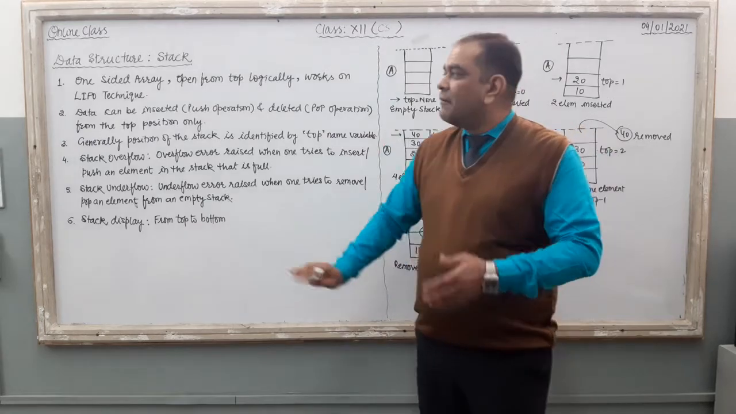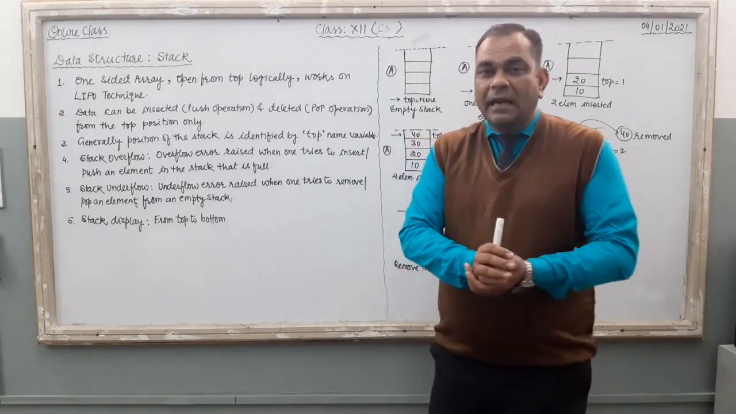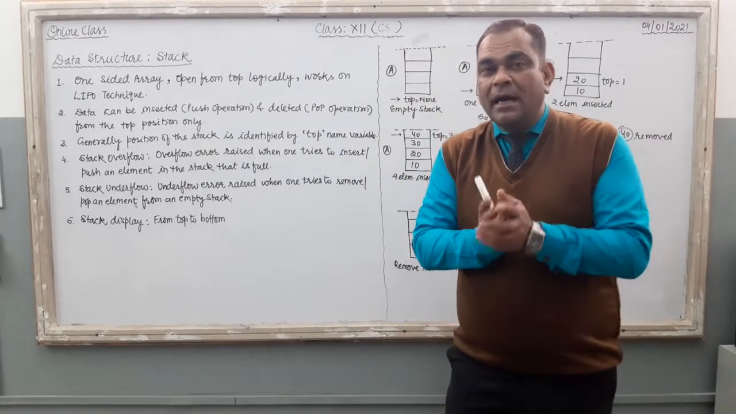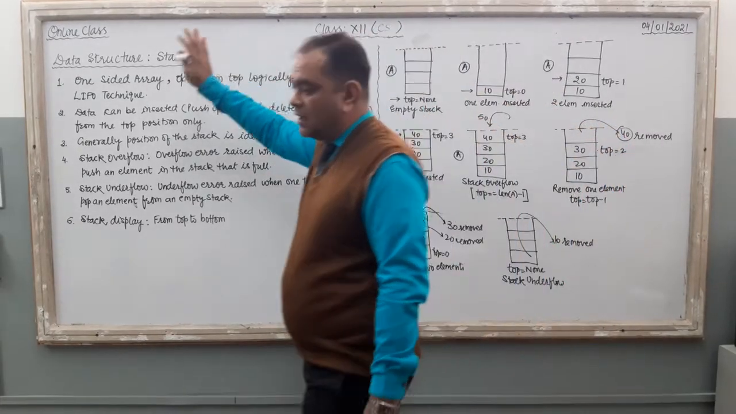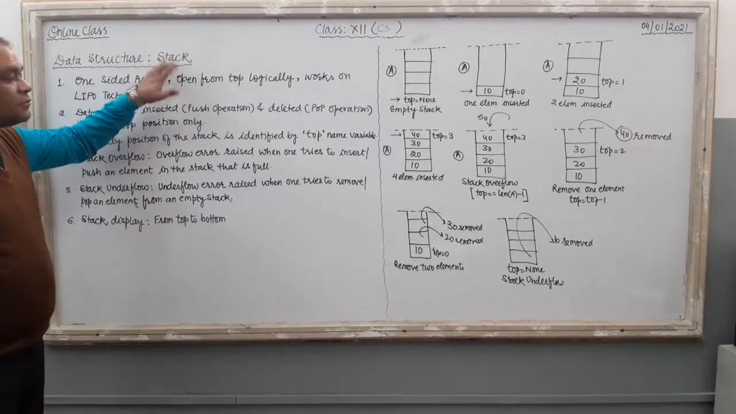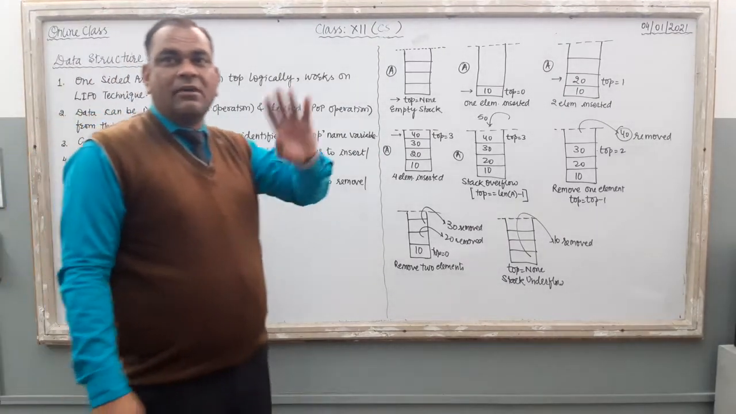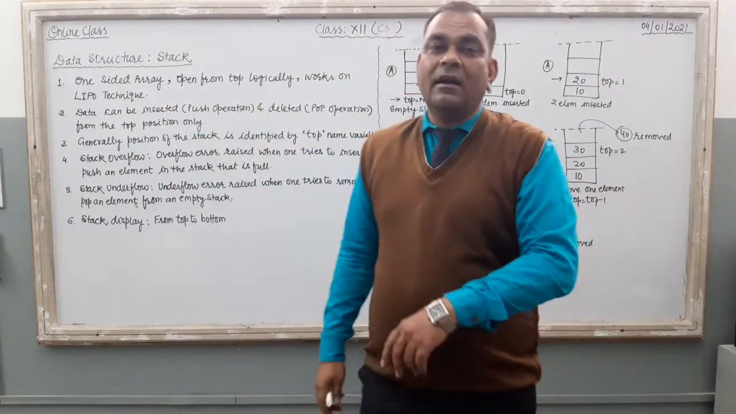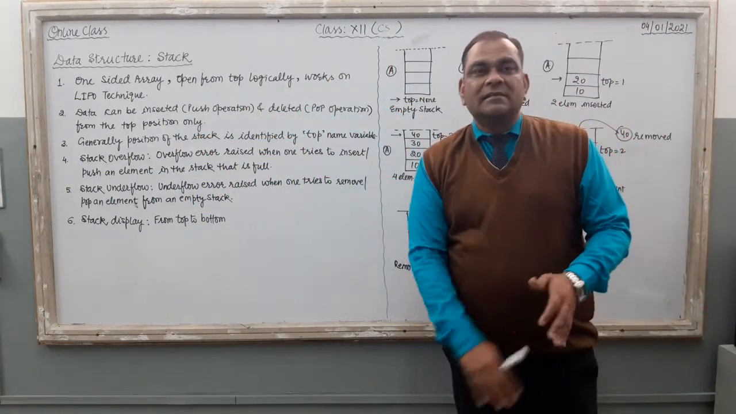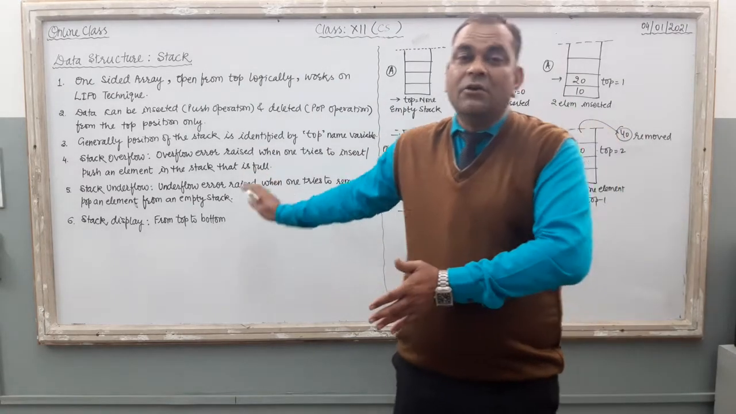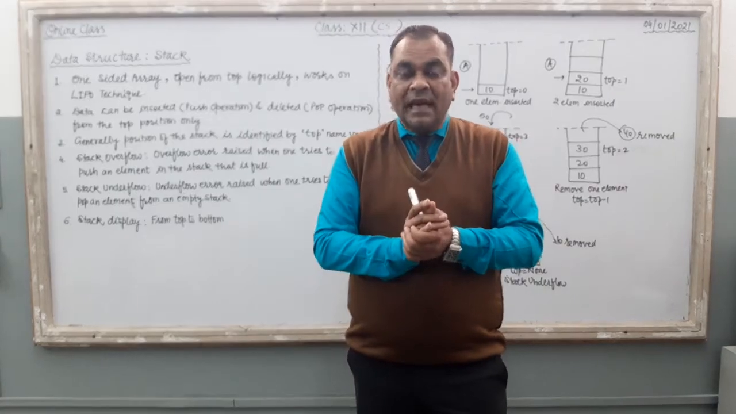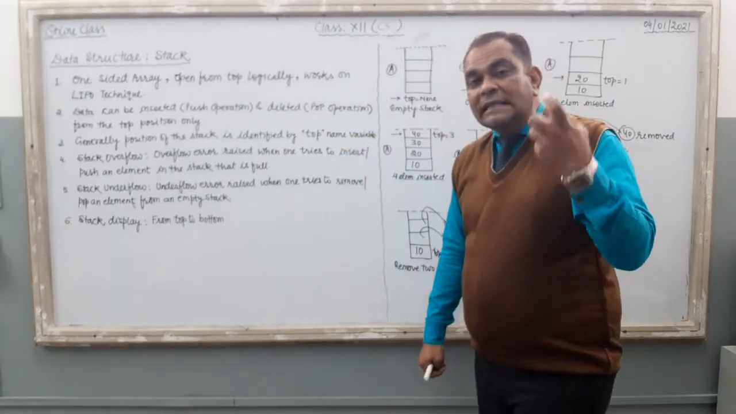Here we are with a new topic, a new chapter, and the name of this chapter is stack implementation. It is a part of the data structure. The data structure chapter is divided into three different segments. The first one is array, the second one is stack, and the third one is queue. So here it is stack implementation. This video is an introductory video of the stack. So very first, what is stack?